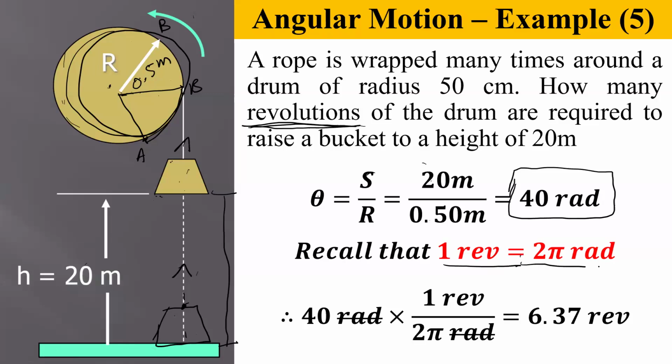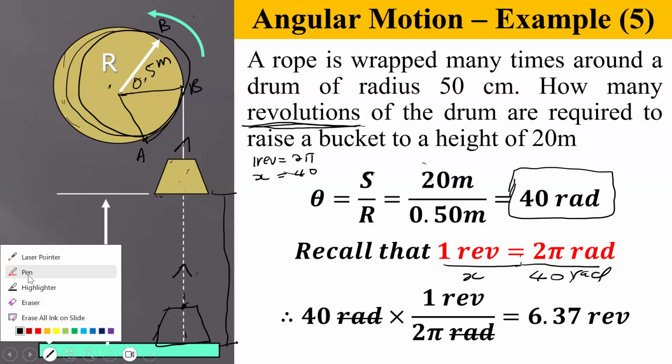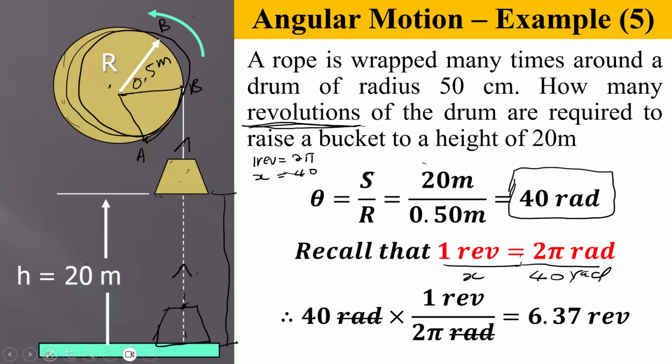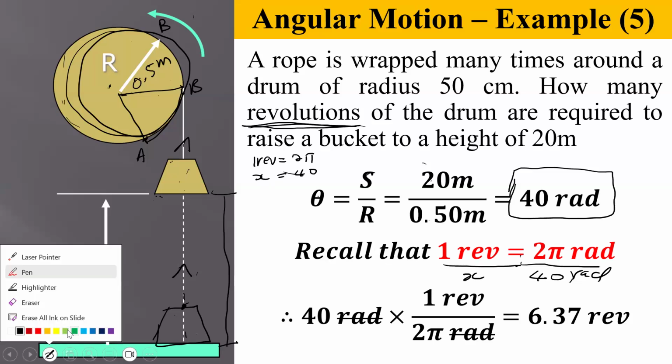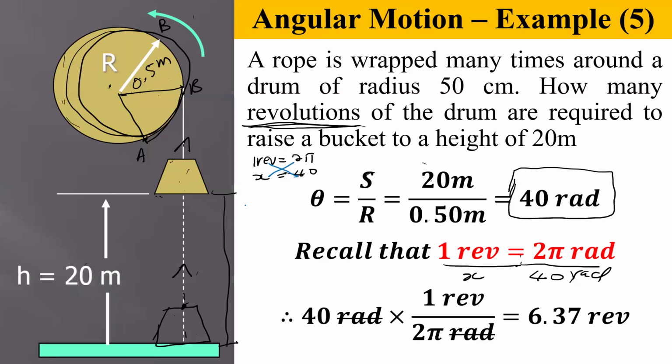But now you have 40. So you need to do a little bit of ratio and proportion. If 1 rev gives me 2 pi, how many is 40 rads to that? So you do a little bit of maths here. You say 1 revolution equals 2 pi, therefore 40 equals x. And then you cross multiply. Everybody remember this is ratio, so you do a cross multiplication.